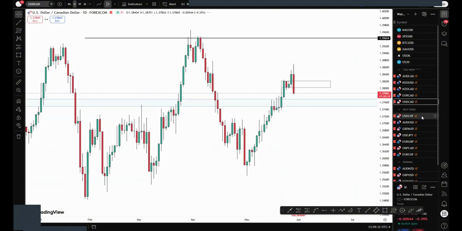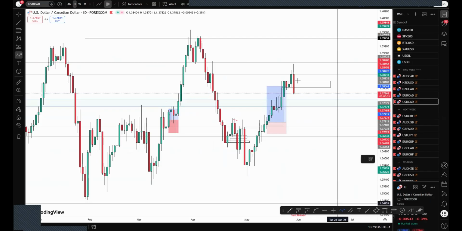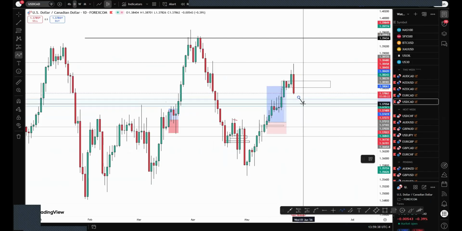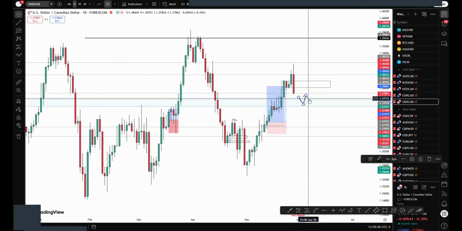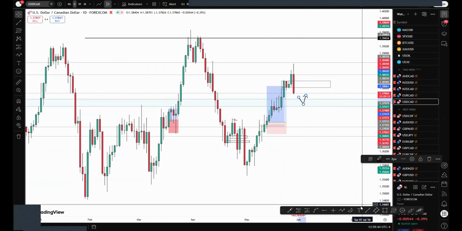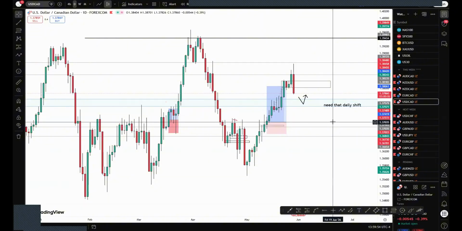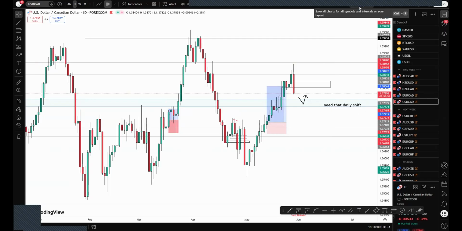NZUSD card, price might retest at this point, but too bad we are bearish. So even if price retests here, I'm still waiting for, we still need that daily shift. So that's it for now, and we'll see how price reacts in the next hour.